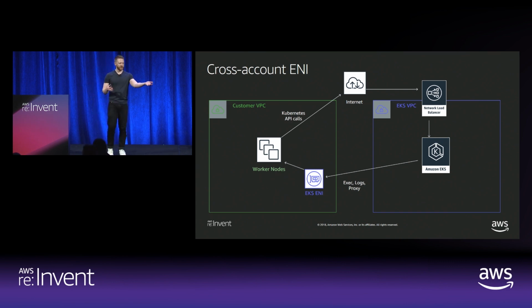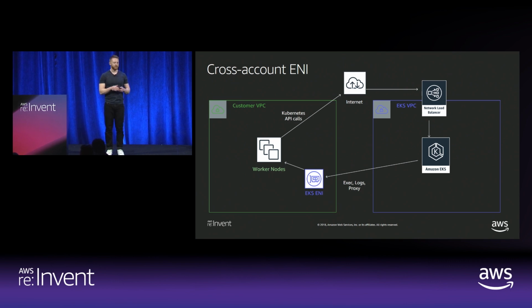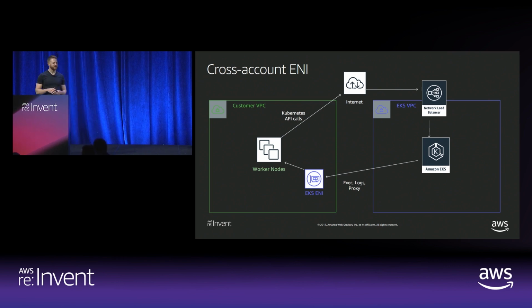So we have two VPCs. We have the customer VPC on the left. It's outlined in green. There's worker nodes in there. For outbound internet access, or for access into the cluster, they reach out through the internet to our network load balancer that exposes that Kubernetes API endpoint, and that sends communication to the API servers running in Amazon EKS. That's all within our VPC.